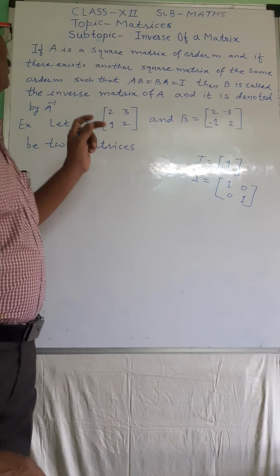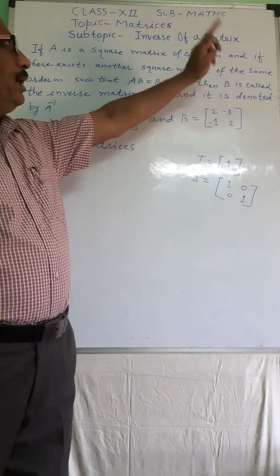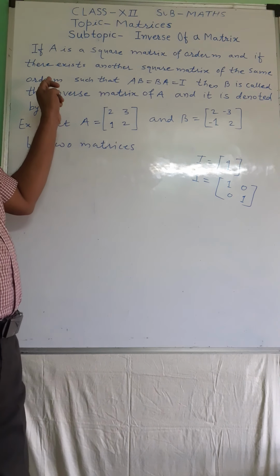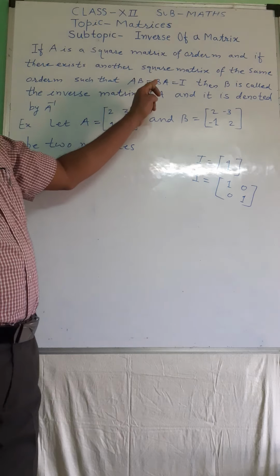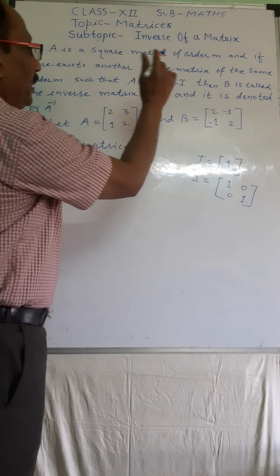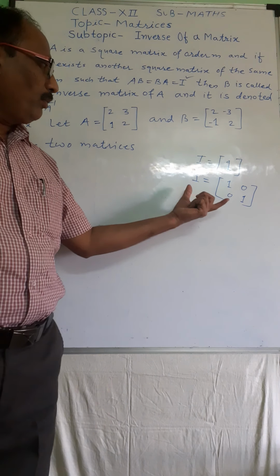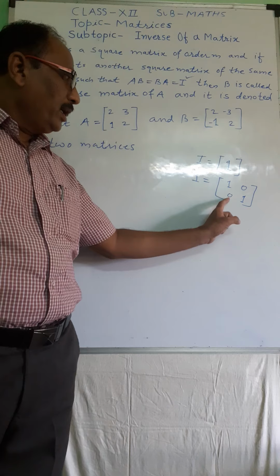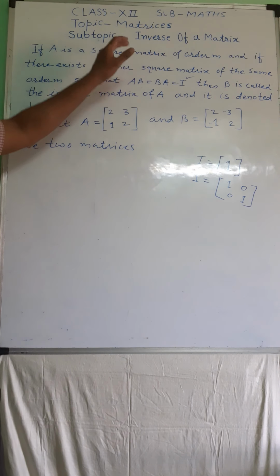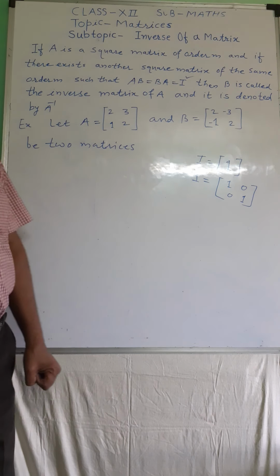The definition becomes now: if A is a square matrix of order m, and if there exists another square matrix B of the same order m such that AB is equal to BA is equal to I, then B is called the inverse of matrix A. What is I? I is the identity matrix. Identity matrix of order 2 means first row 1 0, second row 0 1.